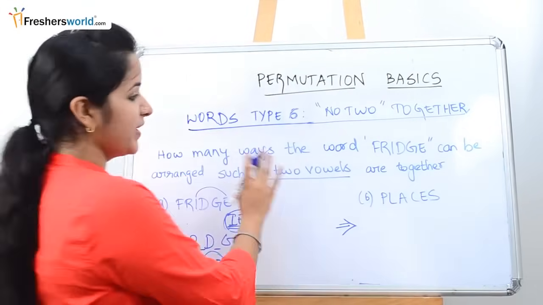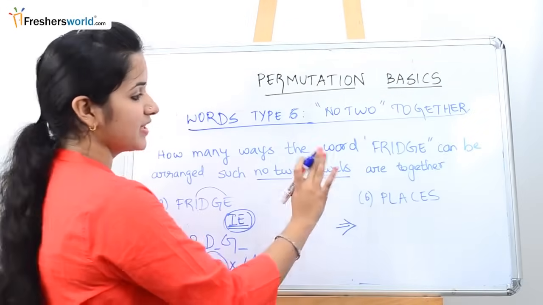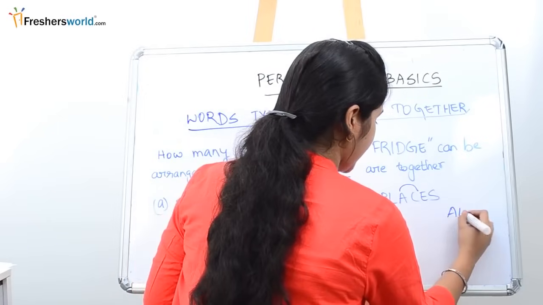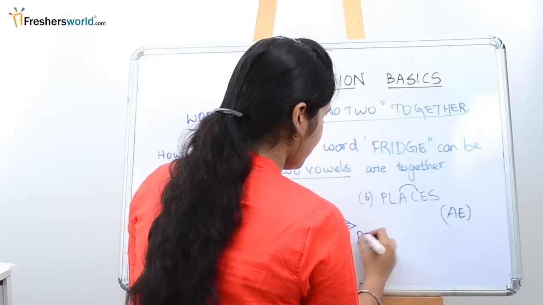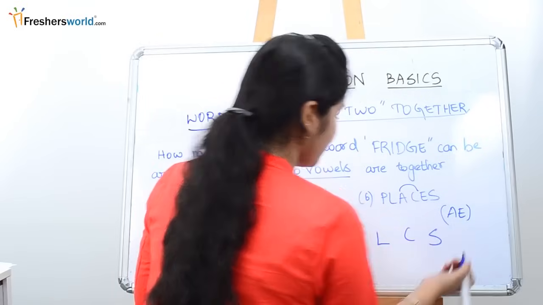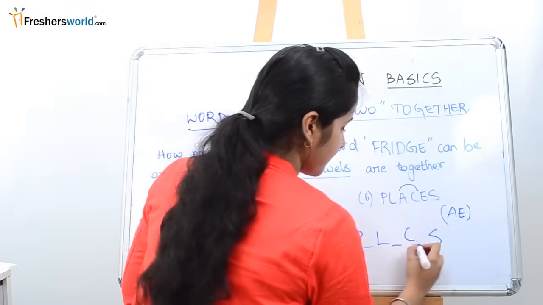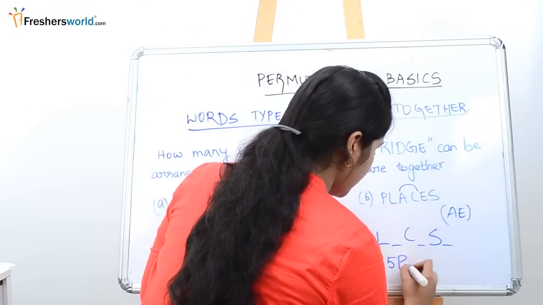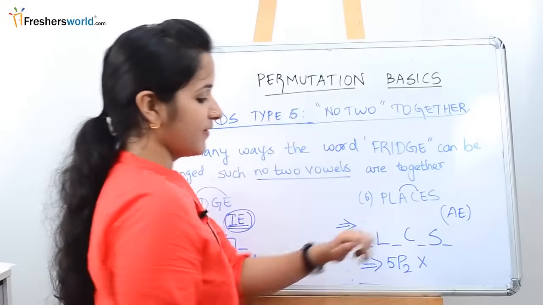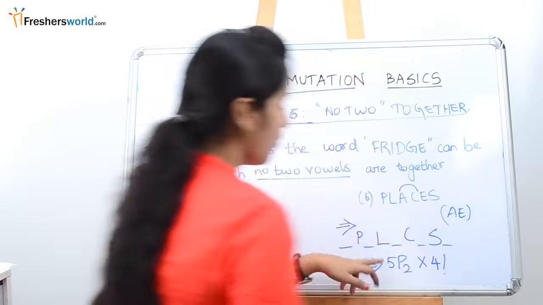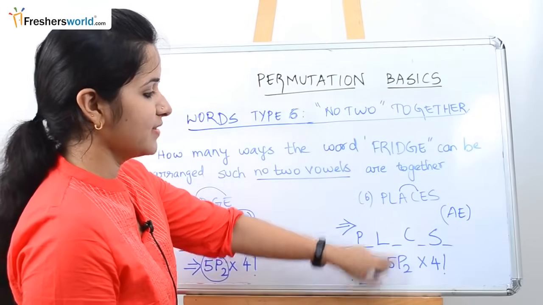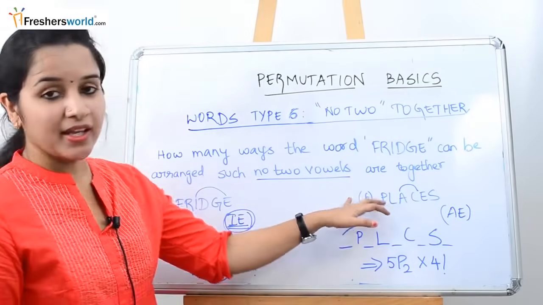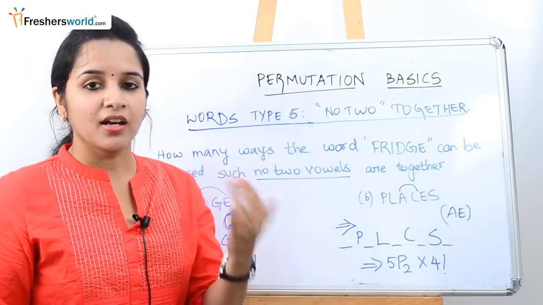So they are saying how many ways the word places can be arranged when 2 vowels are not together. So what are the vowels here? A and E. So write them separately. What are the remaining letters? We have P, L, C and S. What are the various spaces we have? So we have 5 spaces, out of which 2 vowels have to be arranged. 5P2 into, what are the remaining letters that we have? 4 factorial. So once you solve this, you will know how many ways places can be arranged when no 2 vowels are together. A similar type of problem can come with consonants and other words together.